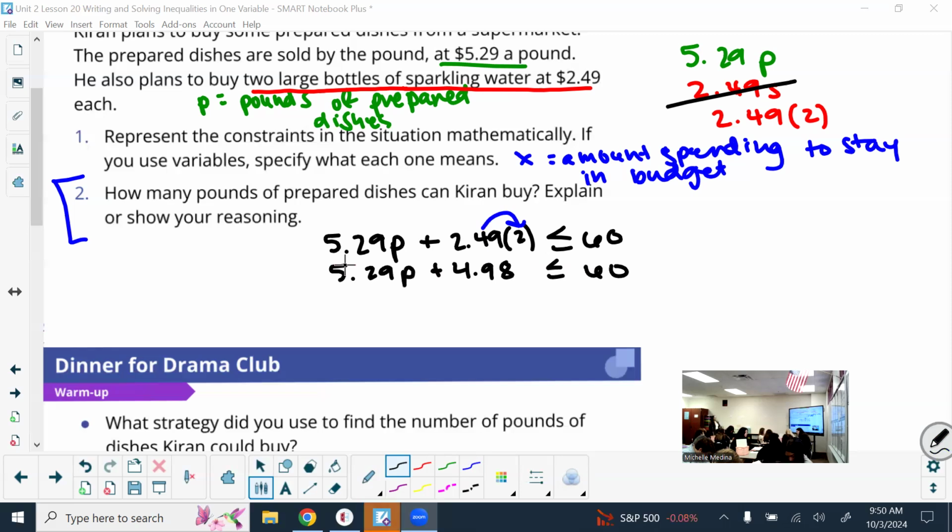After distributing, table 3, what do we check for? If there's any like terms to combine. Do I have any on the left side to combine? No. So then move on to the next step, which is move variable to one side. Table 4, do I have to move a variable to one side or is it already on one side? Okay, great. So then we're going to go to the very last step, which is isolate the variable. That's where it's more like what we did on Monday, where you look at what's being done to the variable and start with what's farther. So table 4, what is farther from the P right now? The 5.29 or the 4.98?